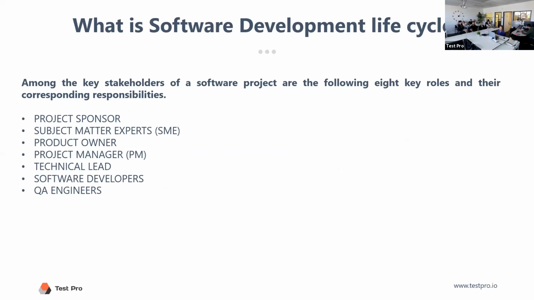What is a software development lifecycle again? So among the key stakeholders of a software project are the following 8 key roles and their corresponding responsibilities. We have the project sponsor, we have the subject matter experts, we have the product owner, we have the project manager, we have a technical lead, we have software developers, and we have QA engineers. All play a specific role in that whole process.